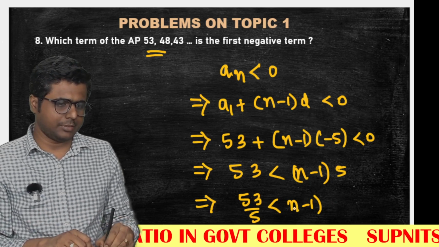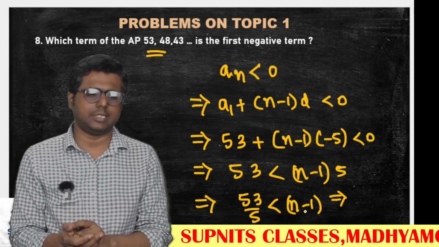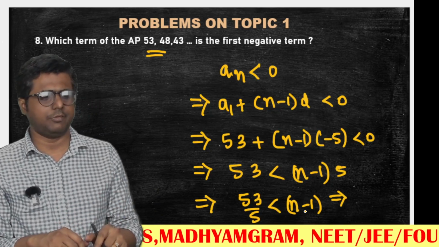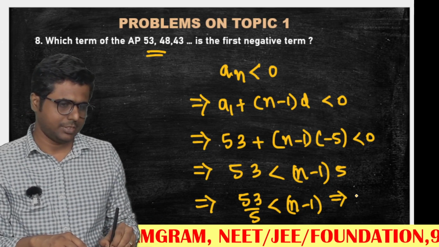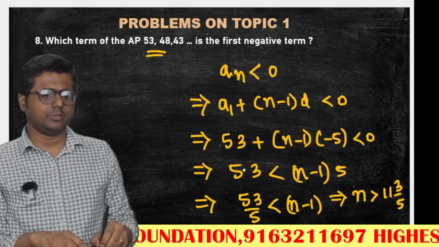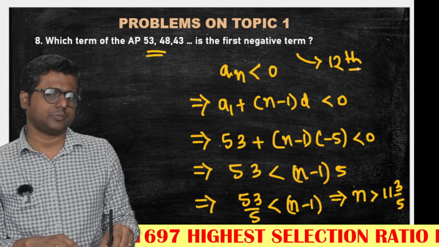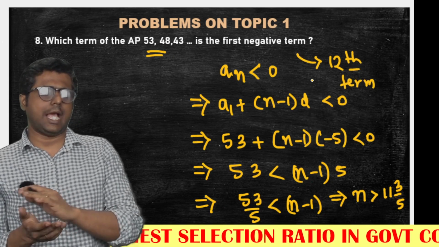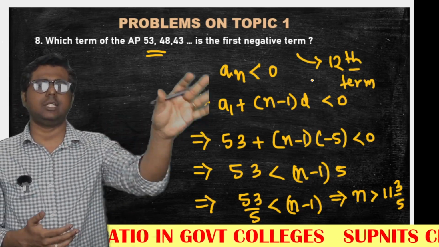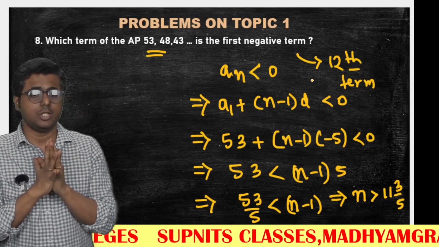So what will be n over here? See, 53 by 5 is nothing but 10 3 by 5, right? 53 by 5 is 10 3 by 5, plus 1, so 11 3 by 5. So n has to be more than 11 3 by 5. So that means this is the 12th term. Okay. If it has to be negative, it has to be the 12th term, because n has to cross 11 3 by 5. So it has to be the 12th term.